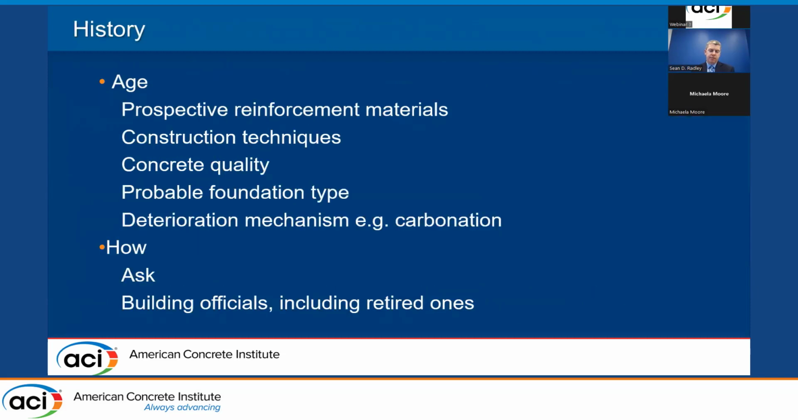In history, we really are interested in the age of the structure. That can give us a perspective on reinforcement materials. Certain materials were used in the 1910s, 20s, 30s. We changed a lot in the 30s and 40s. This had to do with concrete quality. It got better and better and better over time. It can also tell us things about the probable foundation types in many areas of the country.